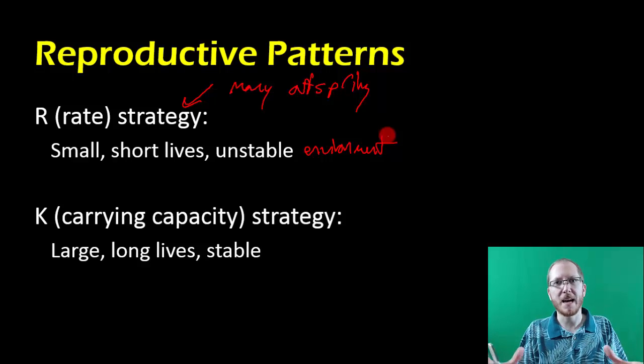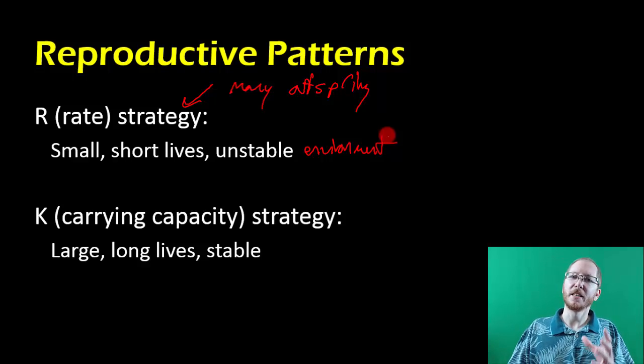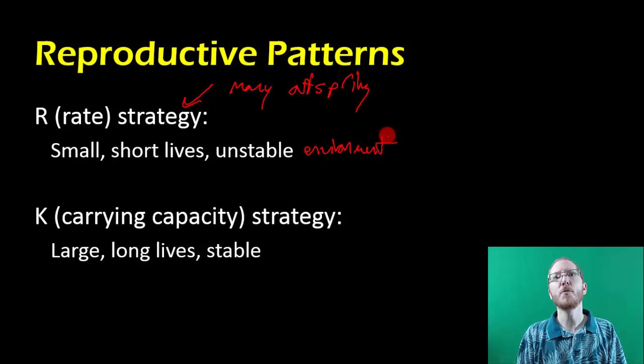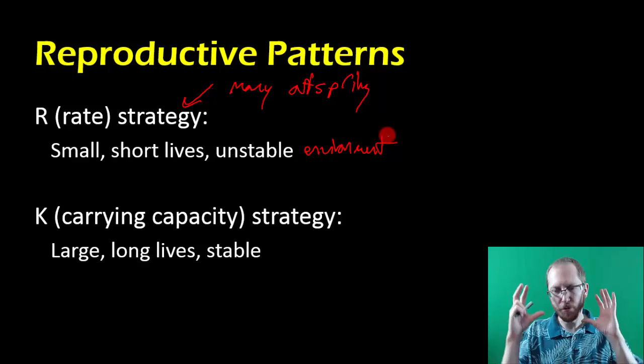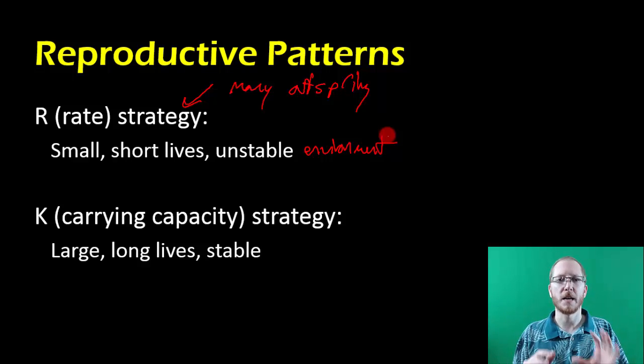You know, the bread runs out, they die from lack of food. You die out in the winter. But then when the conditions get right again, you go crazy while you can. Feast and famine, you go nuts. So this is the r-type strategy.